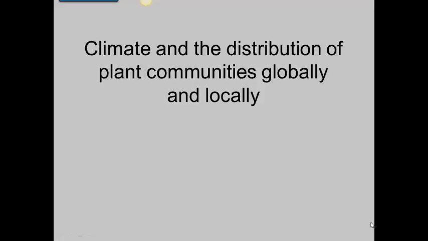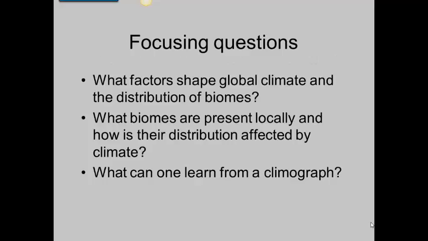This lecture is about climate and the distribution of plant communities globally and locally. The specific focusing questions are: what factors shape global climate and the distribution of biomes? What biomes are present locally and how is their distribution affected by climate? And what can one learn from a climograph? So please keep these focusing questions in mind as we proceed through the material.